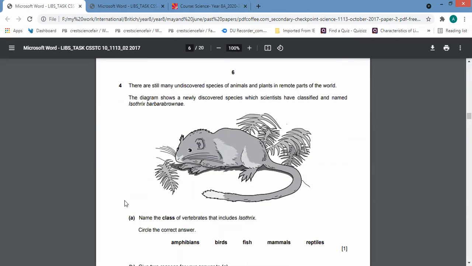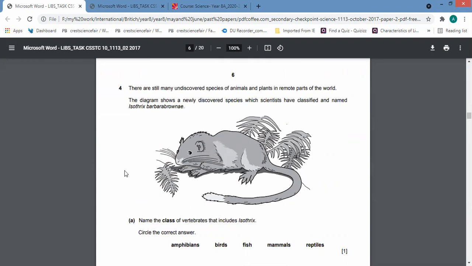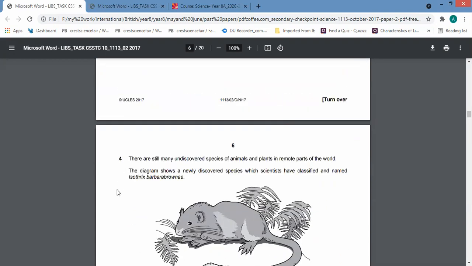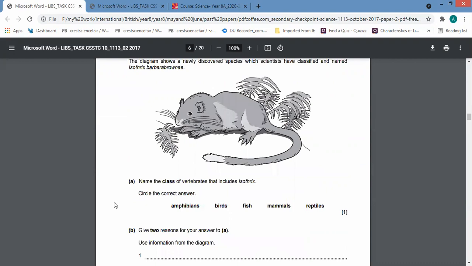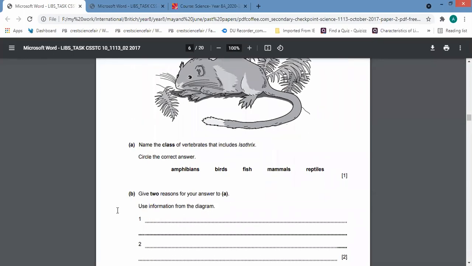There are still many undiscovered species of animals and plants in remote parts of the world. The diagram shows a newly discovered species which scientists have classified and named Idrosix barbarquini. Name the class of vertebrates that includes it. Circle the correct answer: amphibian, birds, fish, mammals, or reptiles.